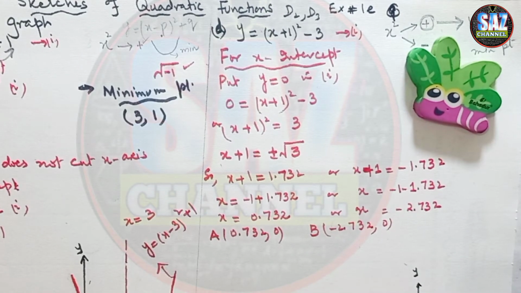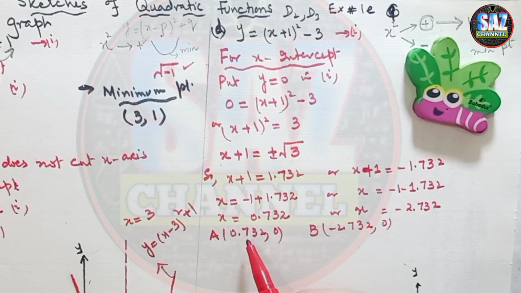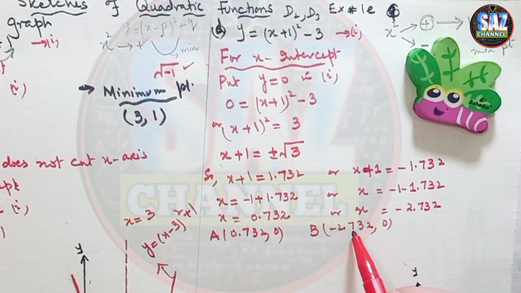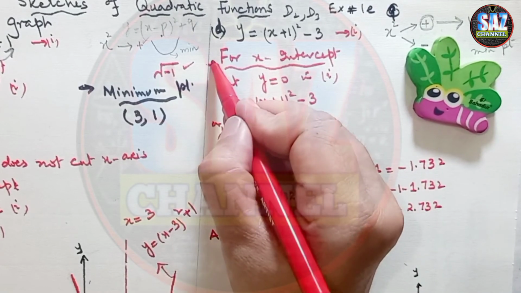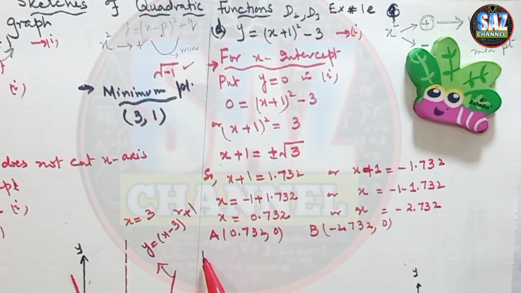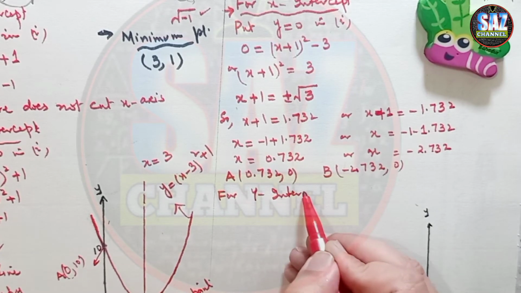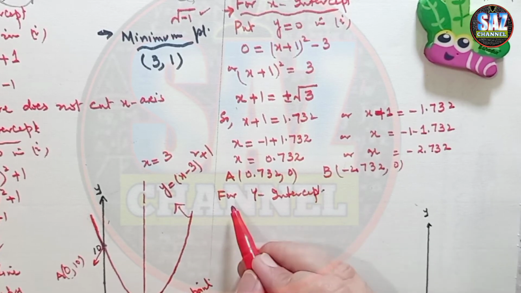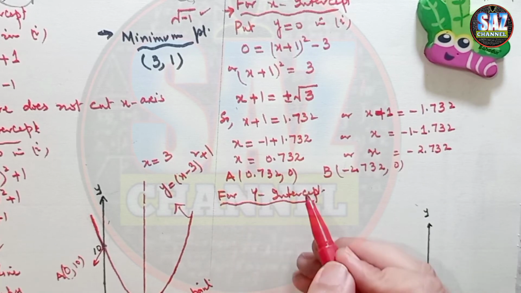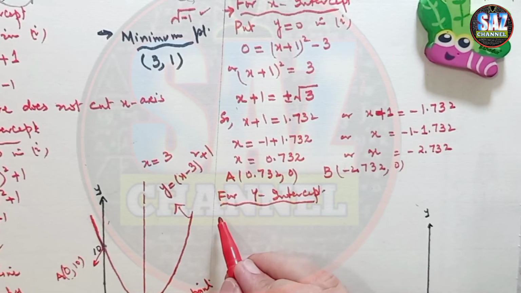As we are doing the sketching, it's a rough estimate, so preferably I will be taking 0.7 on this side and 2.7 on the other side. Now the x-intercept working is done. For the y-intercept, what we have to do is make x equals to 0.